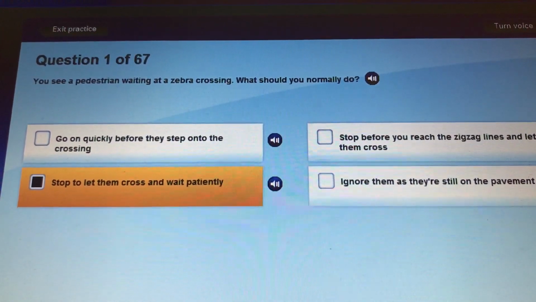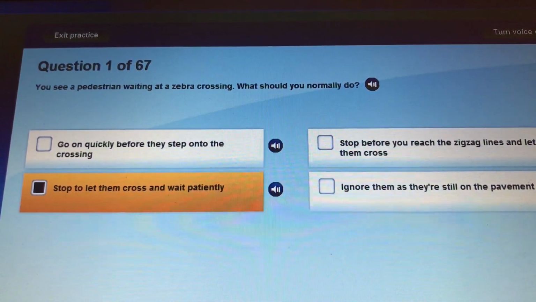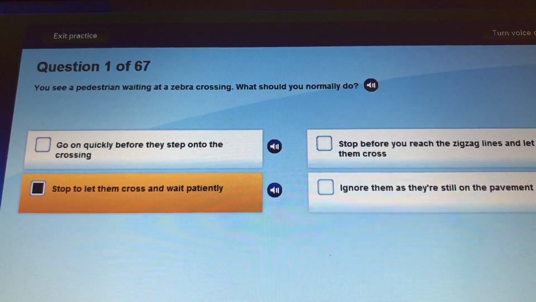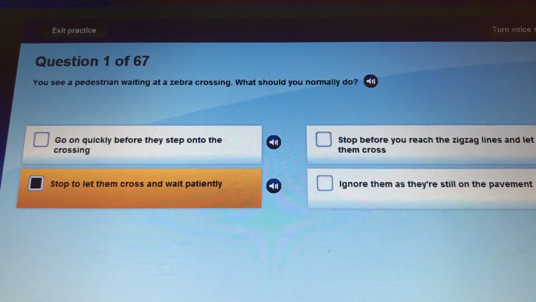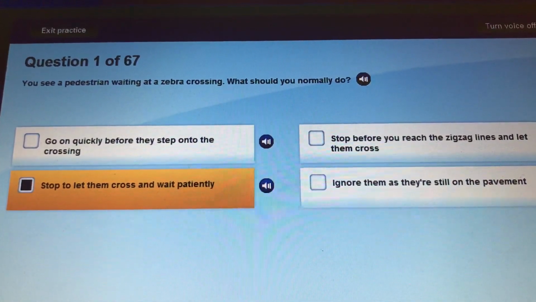You see a pedestrian waiting at a zebra crossing. What should you normally do? You will stop and let them cross, wait patiently.